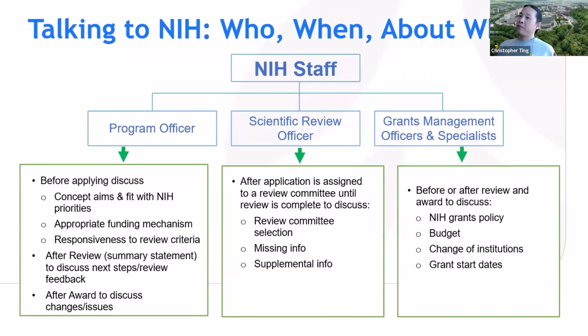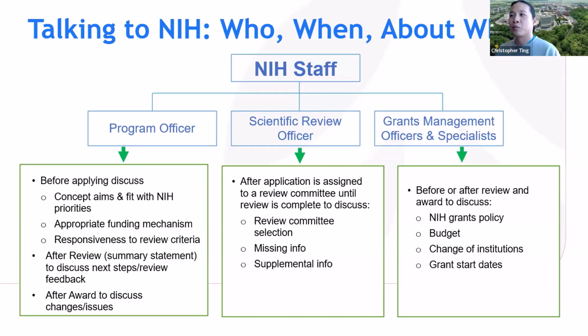So one thing that confused me in the past, and to be honest, can occasionally confuse me now, is when you submit a grant, or before you think about submitting a grant, who are you supposed to talk to at NIH? When are you supposed to talk to them, and what are you supposed to talk to them about? Like, what's the difference between a PO and an SRO and all these things? So hopefully I can elucidate that a little bit here.